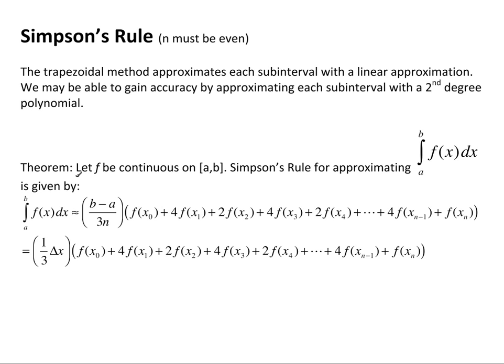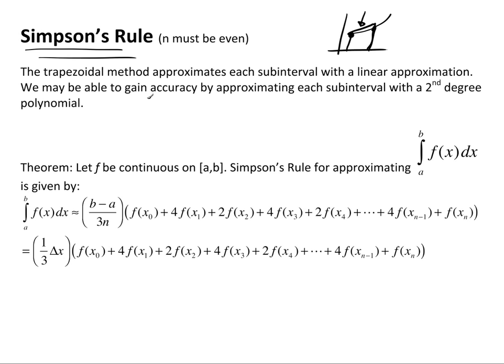Another method is called Simpson's rule, which is very commonly used. Now, the trapezoid method approximates each subinterval with a linear approximation. Remember that trapezoid? If the curve looked like this for a piece of it, we went from here to here, and made a trapezoid out of it. This is the linear approximation. I'm using a linear approximation, a line, to approximate this curve, then find the area underneath it.